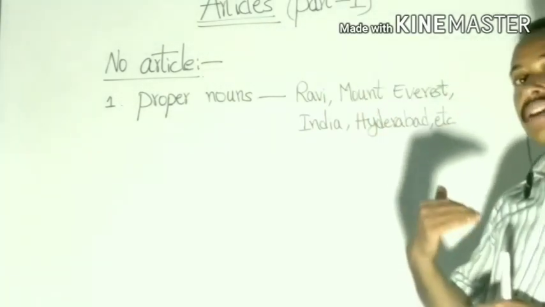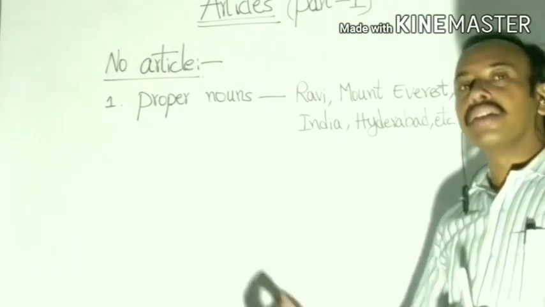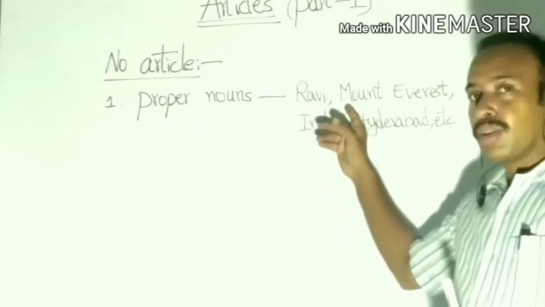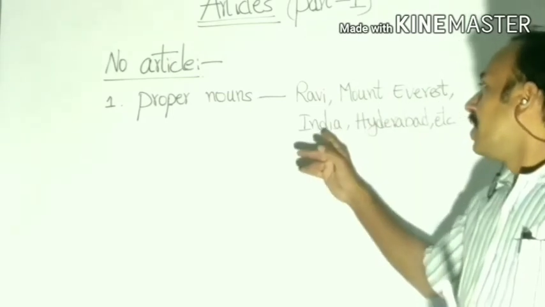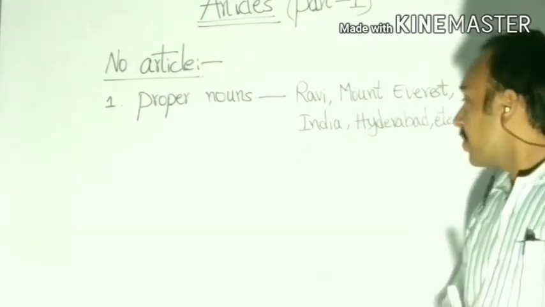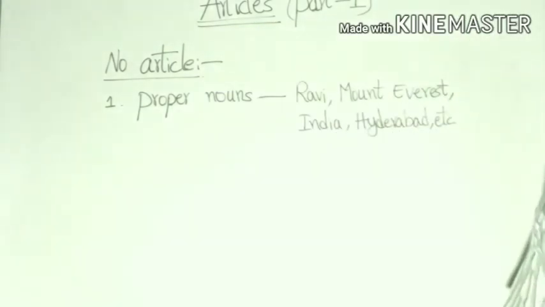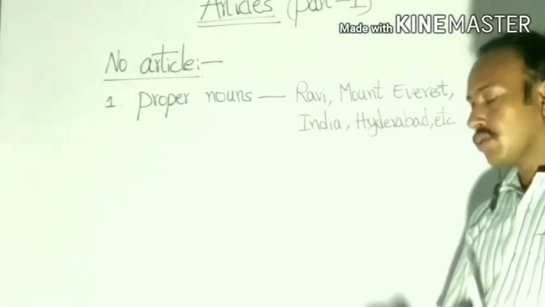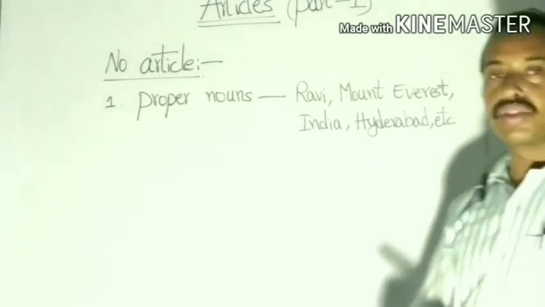Mount Everest is the highest peak in the Himalayas. So you don't say the Mount Everest. Okay, India is our country. Hyderabad is my favorite city. Ravi is a lawyer. So before proper nouns, don't use any article.